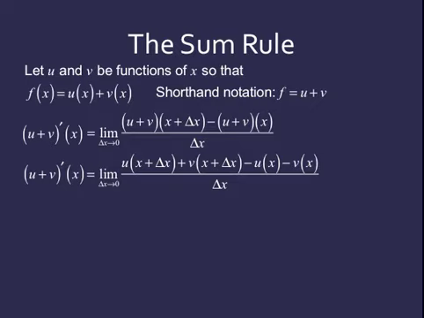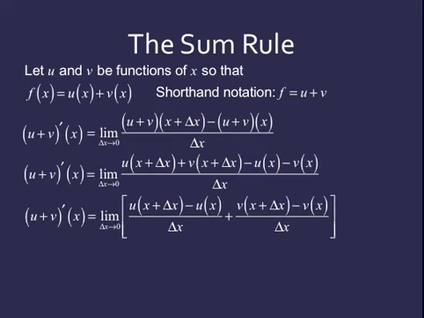Now with a little bit of rearranging, what we end up with is the differential as being the limit as delta x tends to 0 of u of x plus delta x minus u of x over delta x plus v of x plus delta x minus v of x, again over delta x. Now that's just the definitions of the differential of each of the functions u and v. So we can write that as the differential of u plus v of x is equal to the differential of u of x plus the differential of v of x.